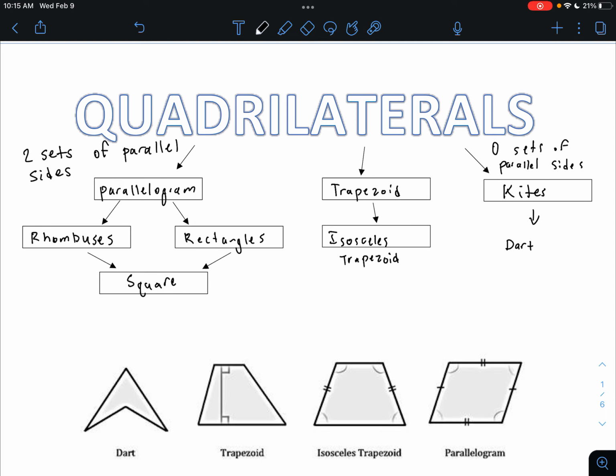I want you to think for a second, where did we hear that term isosceles before? We should have heard that with triangles. We talked about isosceles triangles at the beginning of the semester, and isosceles just means that two of the sides are the same. Isosceles trapezoids also have that property, that two of the sides are the same. We'll talk more about that in a little bit. But we do know that all trapezoids, whether they're isosceles or not, have exactly one set of parallel sides.